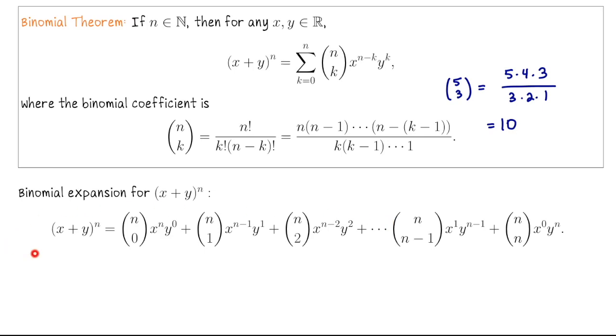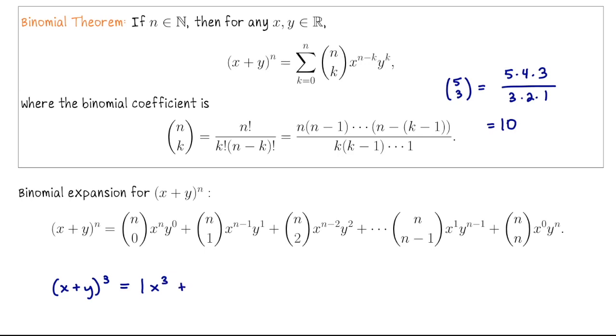So if I wrote out, say, the entire binomial expansion for x plus y to the nth, instead of using the sum expression up here, you could write it out like this. And if I did something like x plus y cubed, what you would have is n choose 0 is actually 1. So that would be 1x cubed y to the 0. So that's just really x cubed.